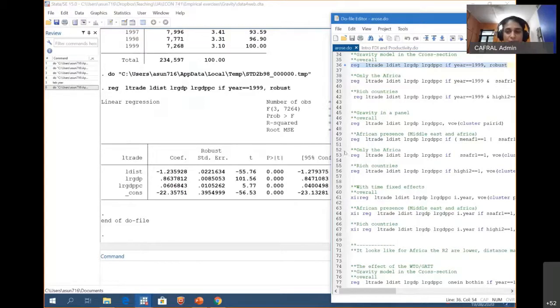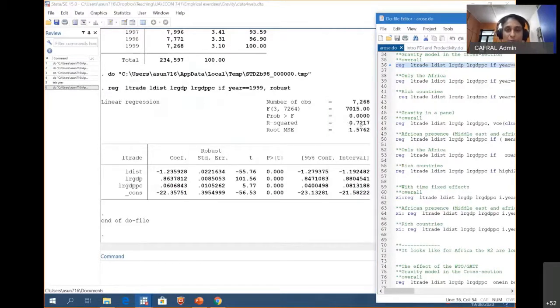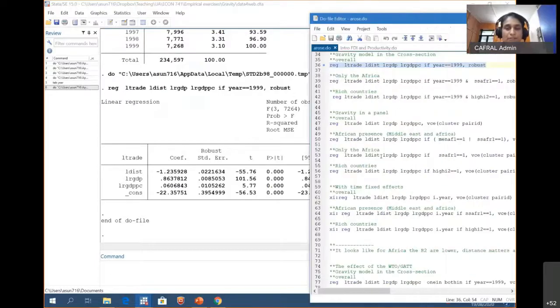I also want to point out the R squared, which is 0.72. That tells you the fit of this model. It's a very high R squared, and that gravity model always does really well. So even something so basic is giving you quite a good fit, which tells us that distance and product of GDPs can really predict trade flows quite well, right? It's a good fit.